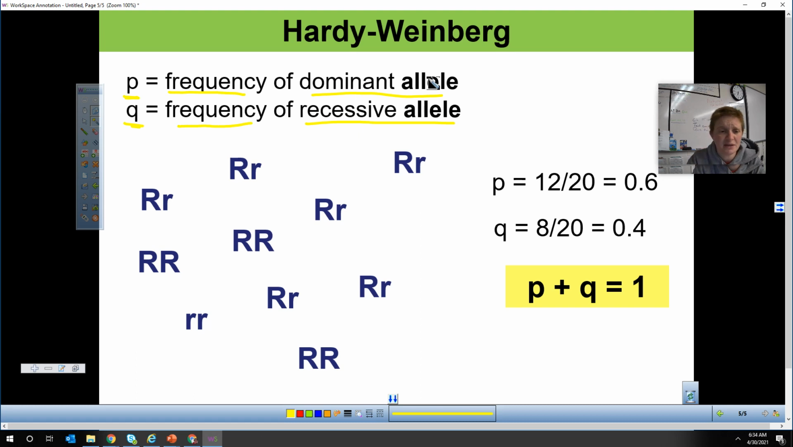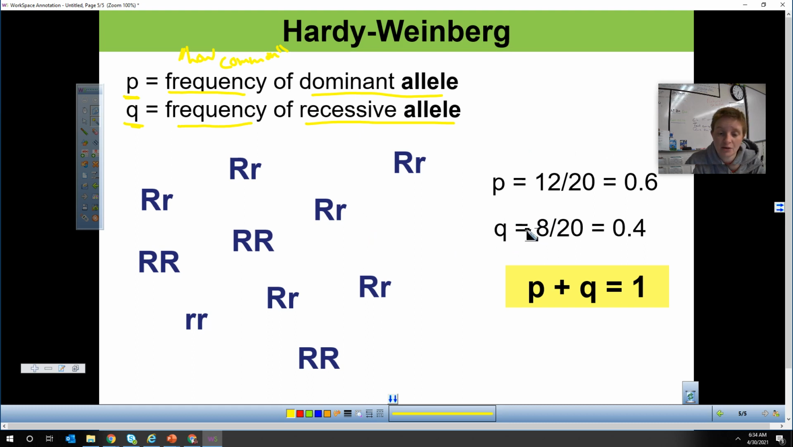And when we say frequency, what we're really talking about is how common. So how common is the dominant allele, and how common is the recessive allele? So if you counted them all up, there are 12 big R's out of 20 total R's. So it has a frequency of 0.6. That's how frequent it is in the population.